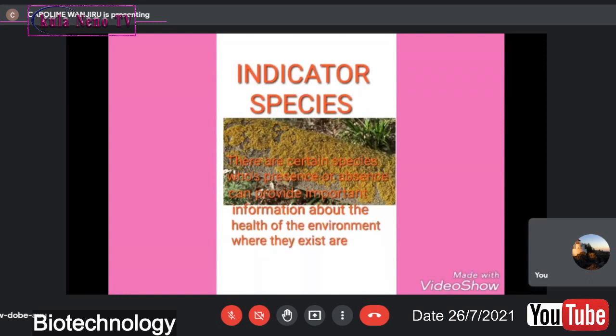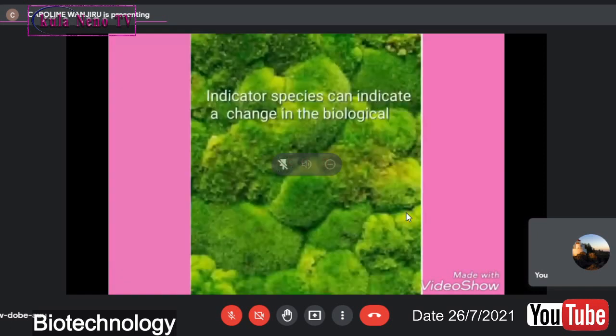An indicator species will give you information about the health of the environment where they exist, or maybe what is happening with other species.